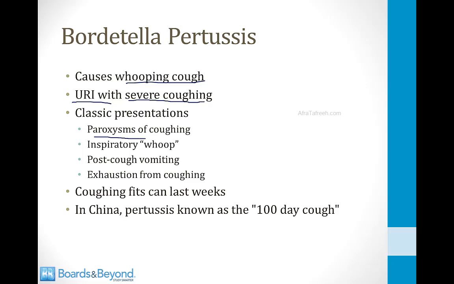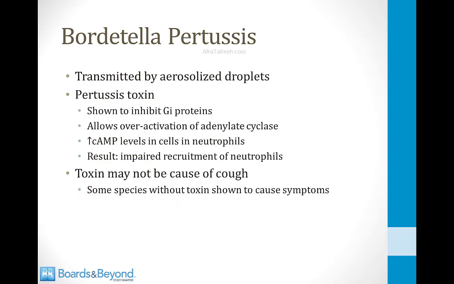There will be paroxysms of coughing, so long spells of coughing, followed by an inspiratory whoop and then often post-cough vomiting, and patients with this condition get exhausted from all the coughing. The coughing can last for weeks. In fact, in China, pertussis is known as the 100-day cough. Bordetella is transmitted by aerosolized droplets, and it has an important toxin called pertussis toxin.